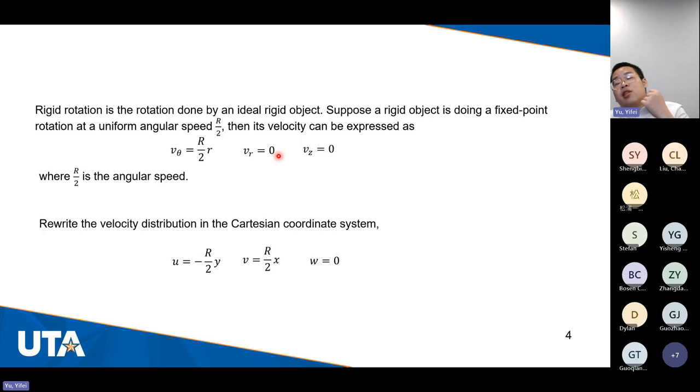So the capital R is Liutex magnitude. So we claim that Liutex is twice angular speed. So here I use half Liutex magnitude as the angular speed. And if we rewrite this velocity field in Cartesian coordinate, we get the U is negative capital R over 2 times y, and V is capital R over 2 times x, while W is 0.